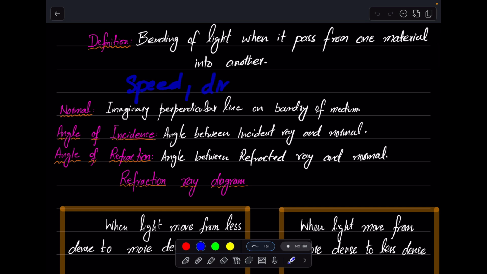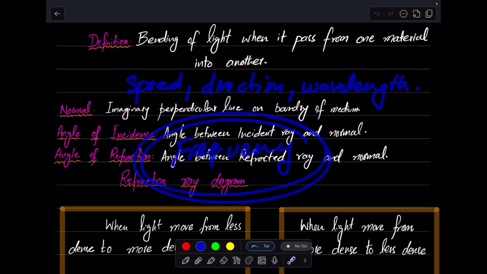direction, and wavelength, they're all changing, right? When it enters from one medium to another. What will remain constant? Frequency will not change. Frequency of the wave will remain the same. Okay, so that is very important.